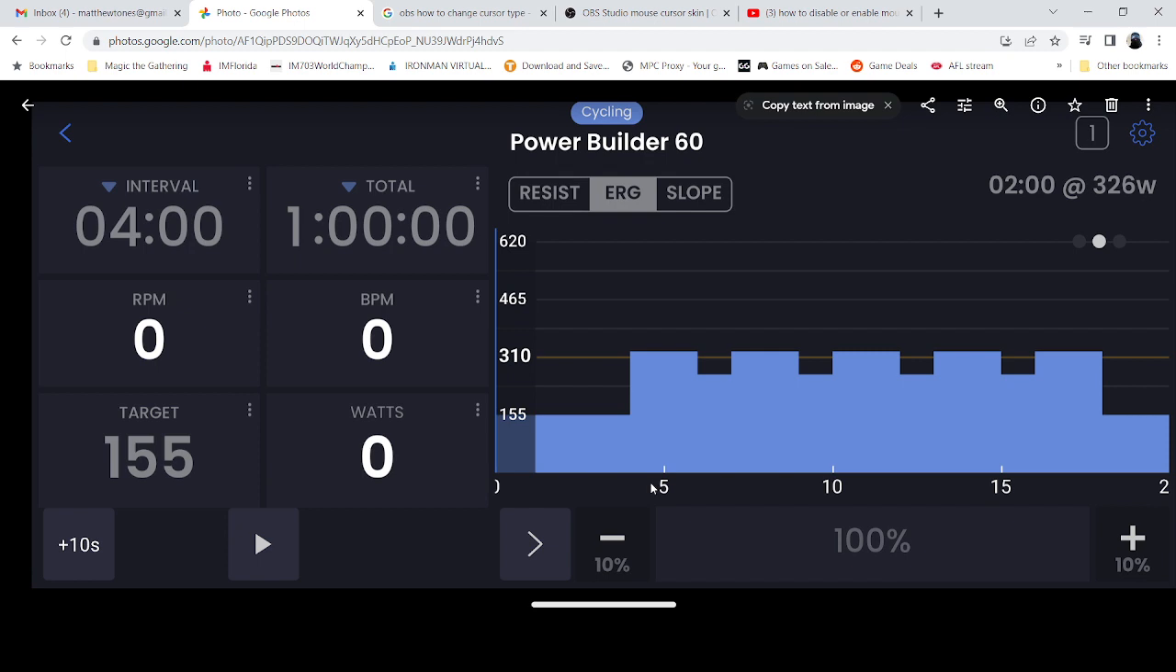So that's all you need to look at when you're doing a TrainerDay workout. Remember, the blue line is moving along from left to right, and this tells you what you're doing, 4 minutes at 155 watts, and this tells you what's coming up next, 2 minutes at 326 watts. This counts down. And that's all there is to a TrainerDay workout.